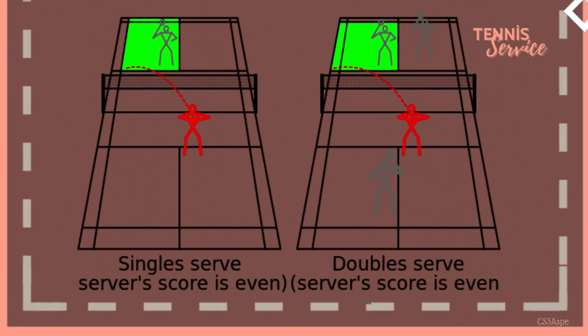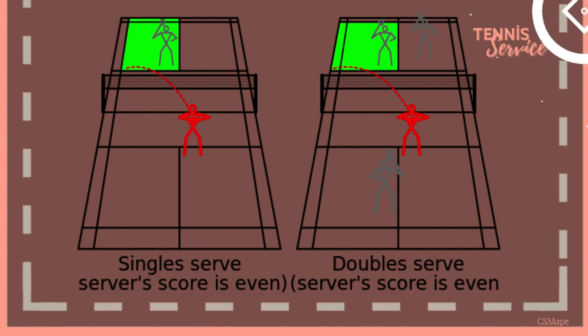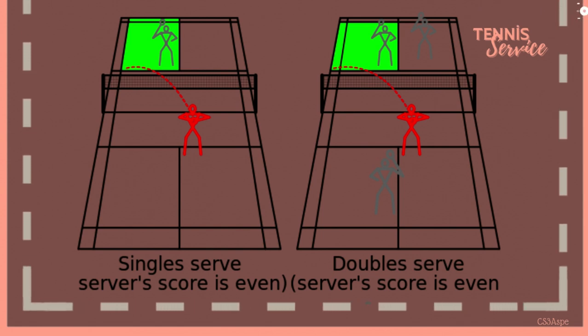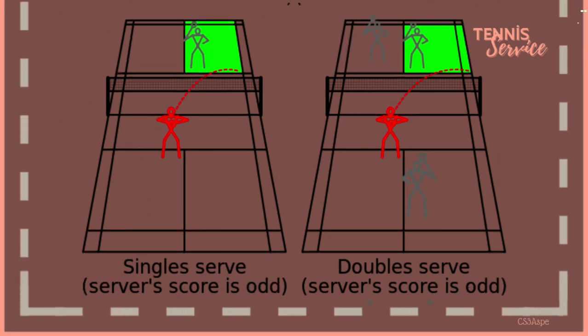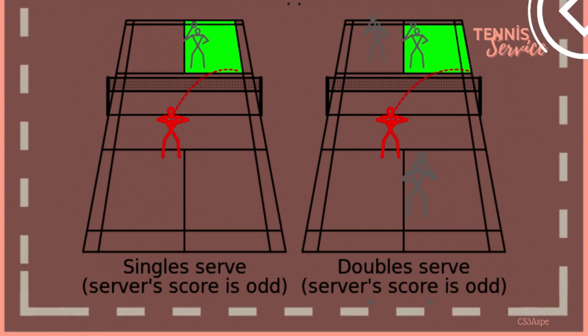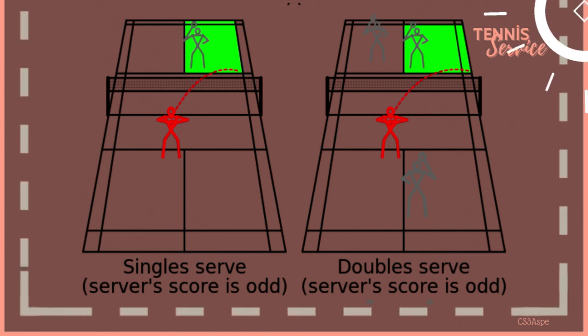This is the illustration for singles serve, server's score is even, and doubles serve, server's score is even. Singles serve, server's score is odd, and doubles serve, server's score is odd.